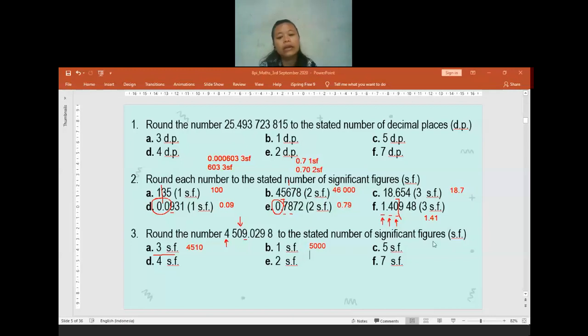Is there anyone having any questions still? Is there anyone? No? Okay. Now I just want to check if you really understand or not. Maybe for question C. Can anyone tell me what is the answer in question C?